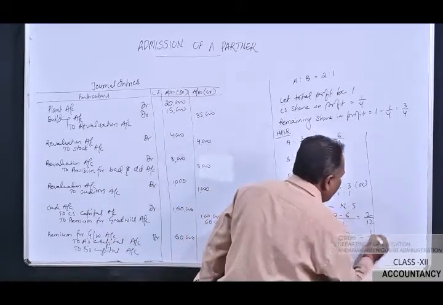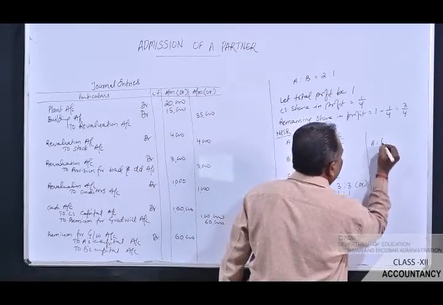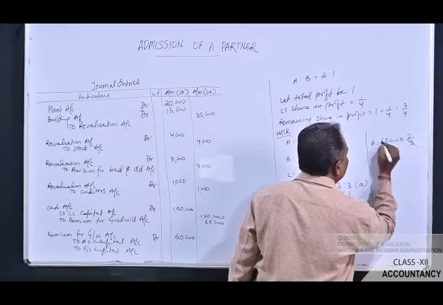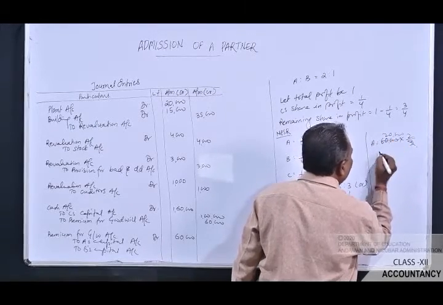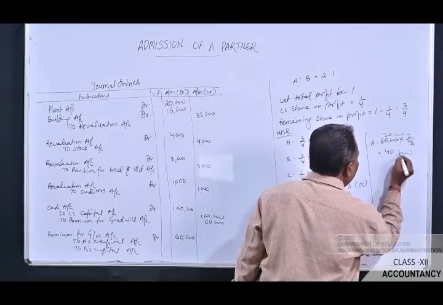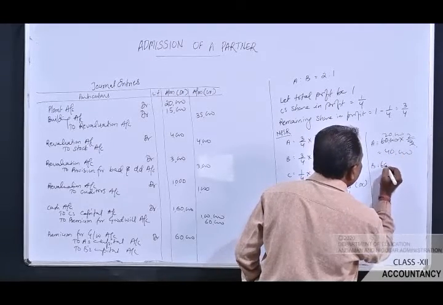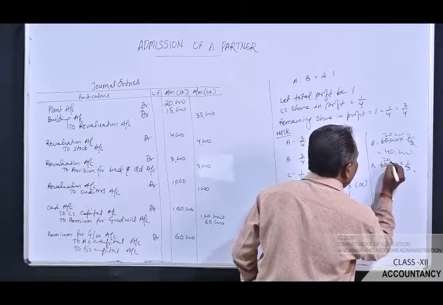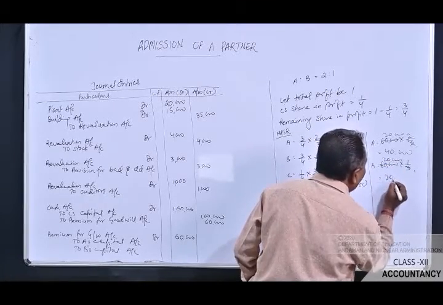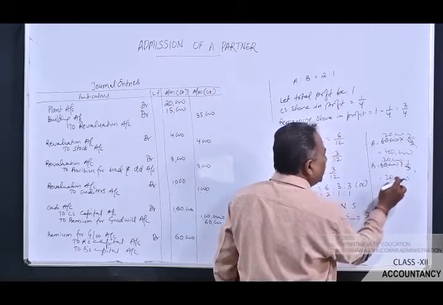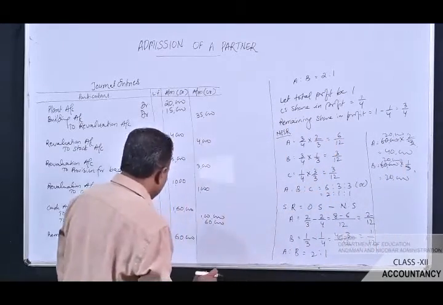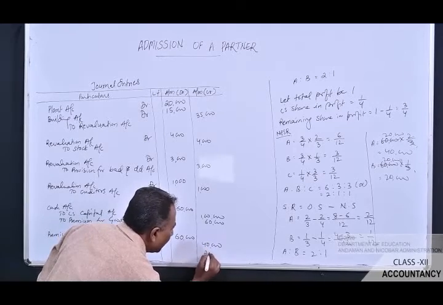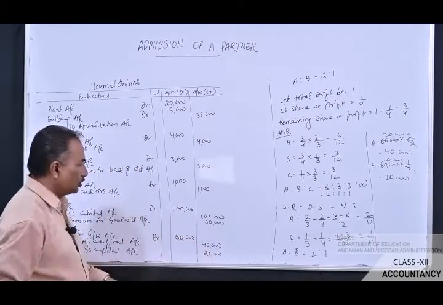Now let's see, A will get out of rupees 60,000 into 2/3. So A will get rupees 40,000, and B will get 60,000 into 1/3, that is rupees 20,000. A will get rupees 40,000 and B will get rupees 20,000. So write down here as rupees 40,000 and here you have to write down as rupees 20,000.